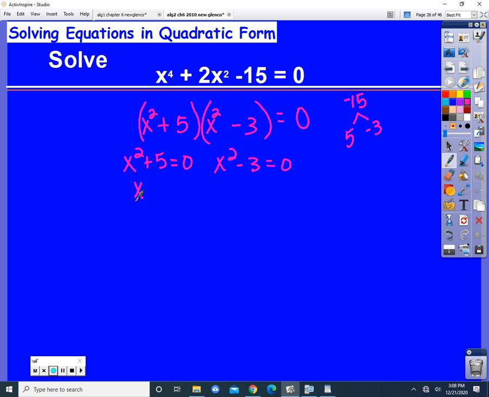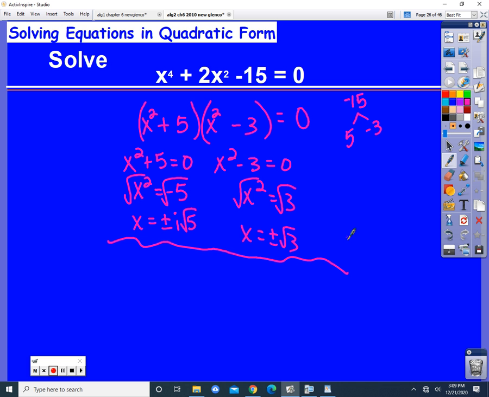Solve for x. So subtract the 5, and then you square root it. When you square root it, you get plus or minus. Don't forget that. And we got a negative under there, so remember to pull out the i, and the 5 stays there. Okay, x squared equals 3. Square root it, you get plus or minus square root of 3. This is 2 imaginary answers. This is 2 irrational answers. And it's a degree of 4, so it has 4 answers. It has 4 zeros.